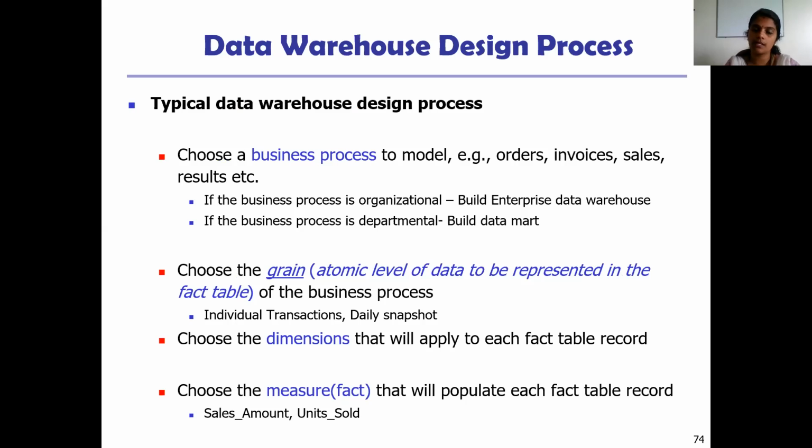Choose the business process. If it is organizational, build the enterprise warehouse. If it's departmental, build the data mart. The second step is to choose the grain or the level of summarization, the atomic level of data which needs to be represented. To what level of summarization you want to represent the data, that is decided. Next the dimensions are decided, and finally the numerical measures or facts that relate the dimensions are decided.